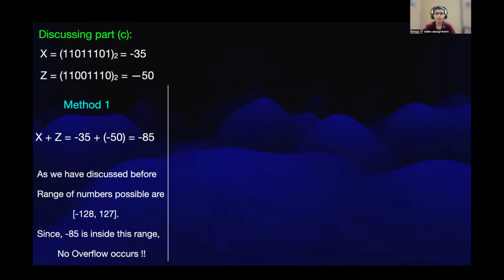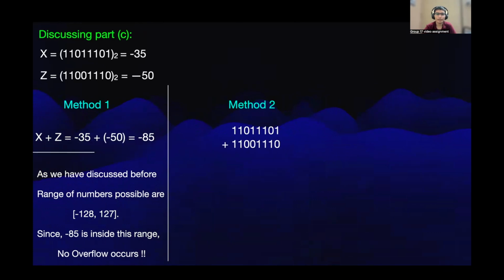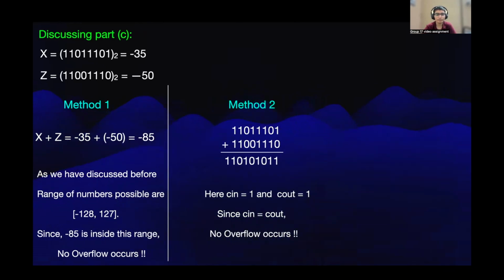Now we will go to method 2. In method 2, we are going to use carry in and carry out concept, for which we are going to add x and z using binary addition as shown below. Here, C in equals to 1 and C out also equals to 1. Since C in equals to C out, no overflow occurs.